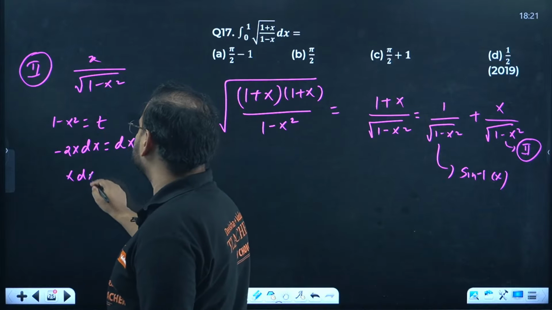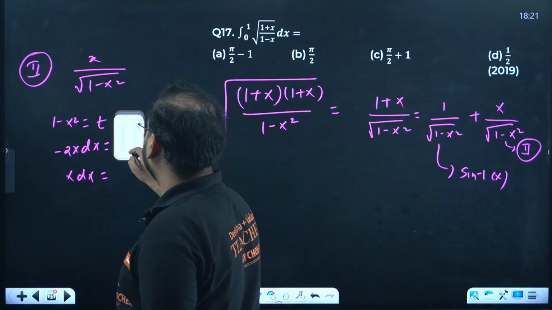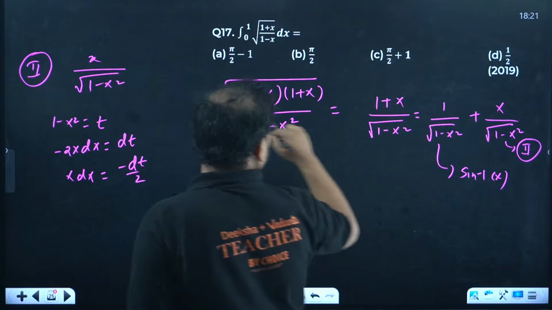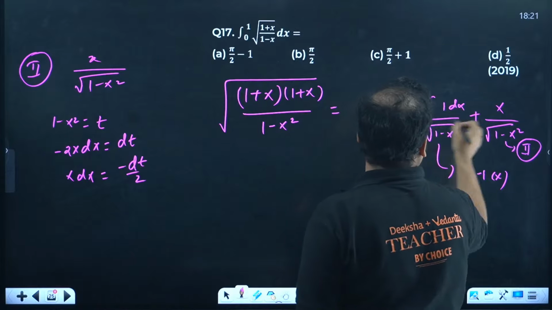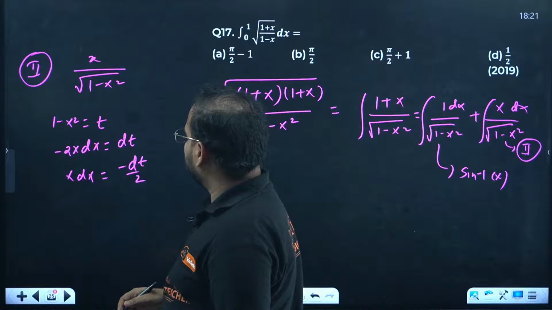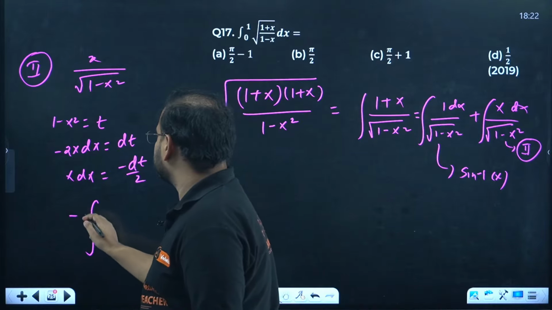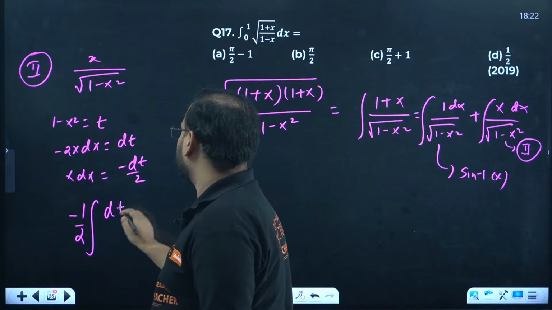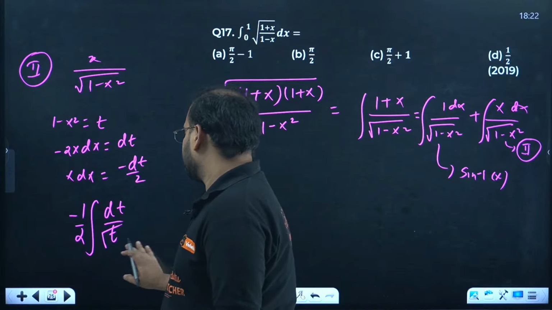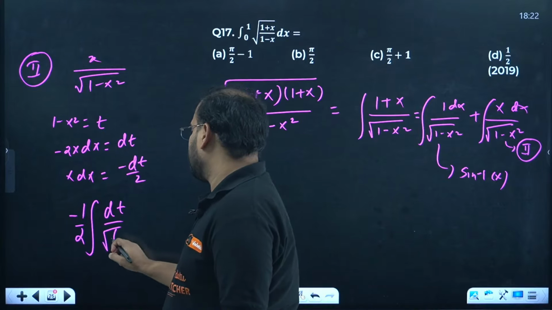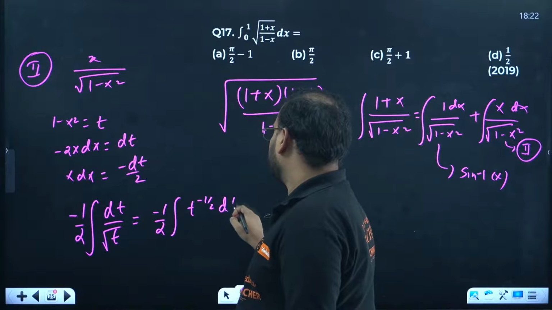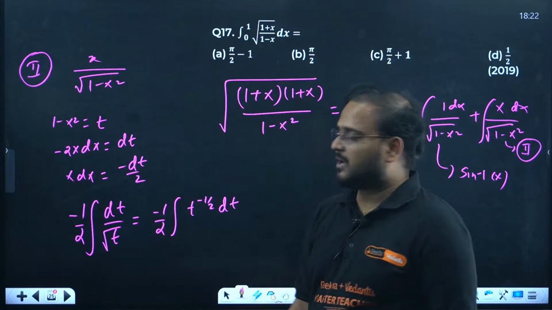So x dx becomes minus dt by 2. This we have, I think I forgot to write here, this is dx, sir. Integration of course is there. If you continue on this side, you have the integration as minus 1 by 2 just dt upon root t. Root t in the denominator means t power minus 1 by 2. So minus 1 by 2 t power minus 1 by 2 dt.